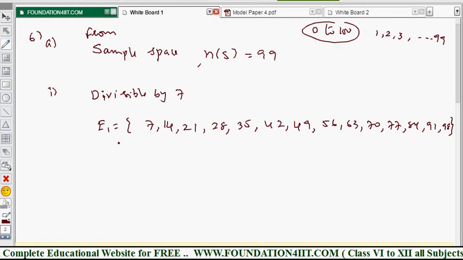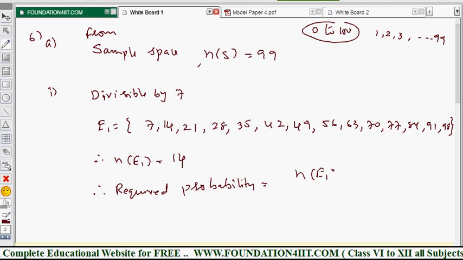If you count all these numbers, n of E1, there are a total of 14. So the required probability, that the number is divisible by 7, is n of E1 by n of S, so 14 by 99. That's it. This is the required probability.